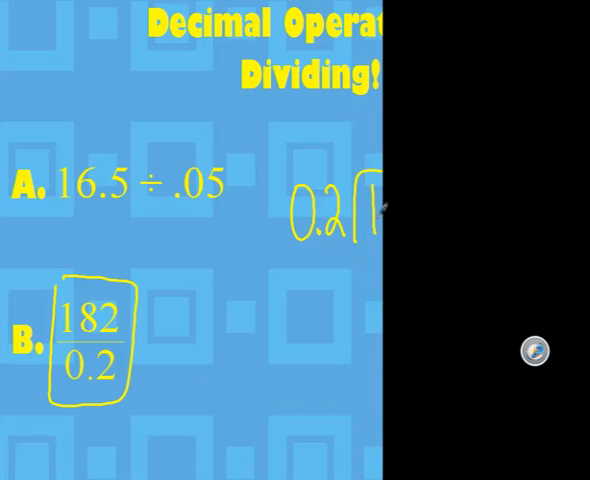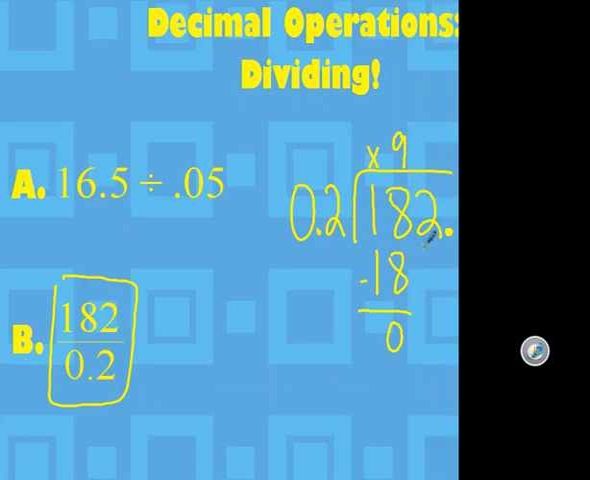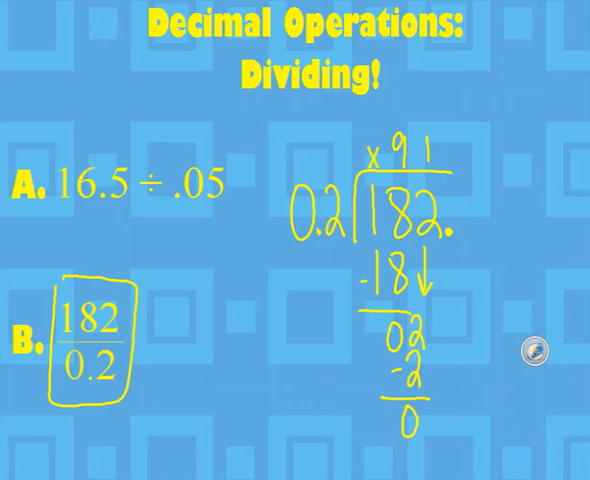I'm going to hide, and then I'm going to slide as I go. 2 does not go into 1, so I'm going to put my placeholder. 2 goes into 18, 9 times, and 9 times 2 is 18. And then I'm going to slide over again. 2 goes into 2 1 time. And I'm actually done with the division part of the problem, so I can move that out of the way.